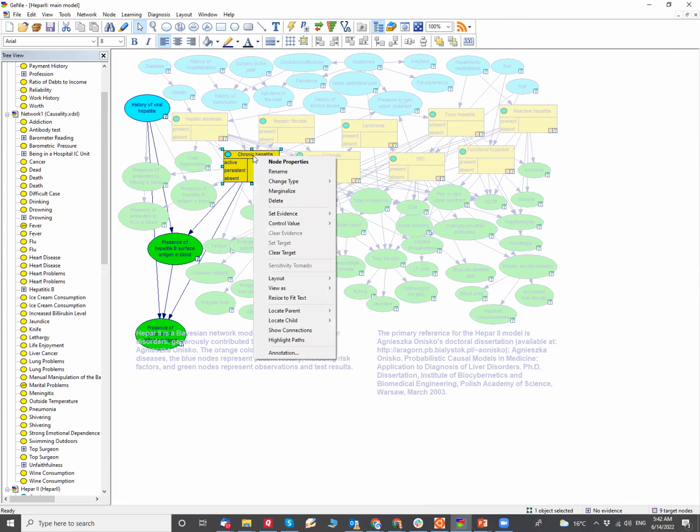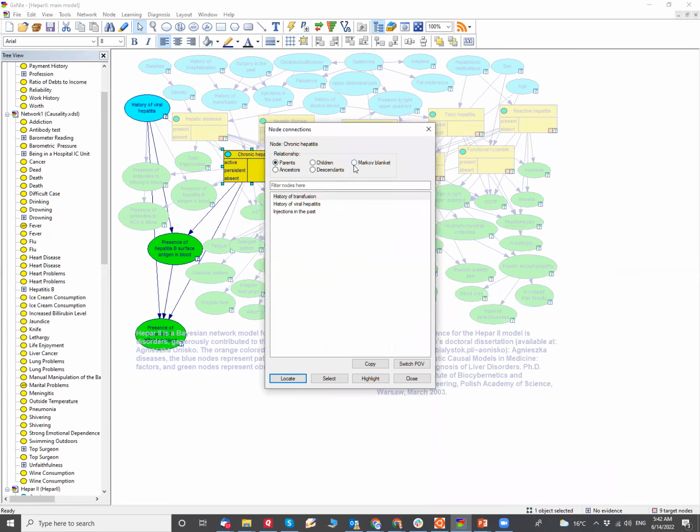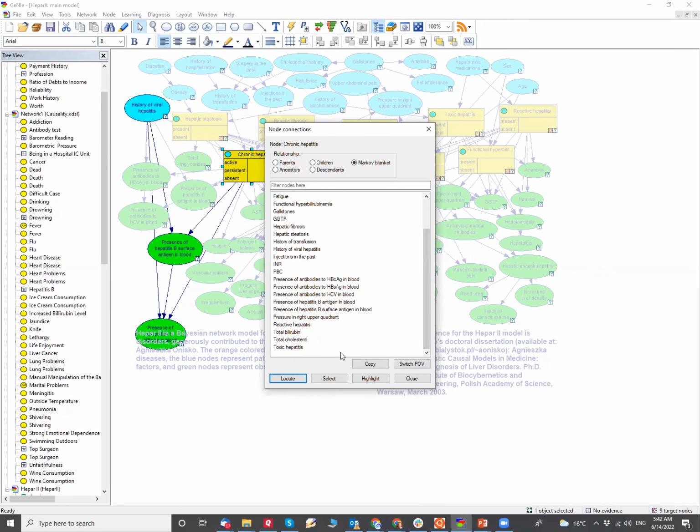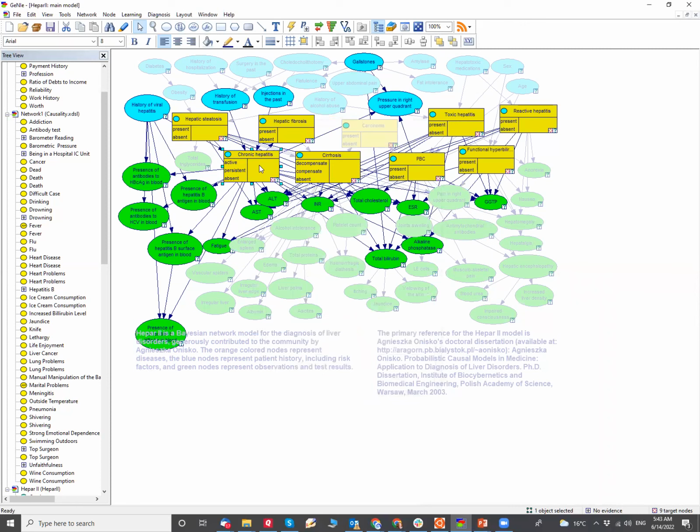Maybe this is a good variable. Let's show the connections here. Markov blanket will, look at this. The Markov blanket of this variable has many, many variables. Let's highlight them. In order to make this variable independent of everything else, you need this variable in here.